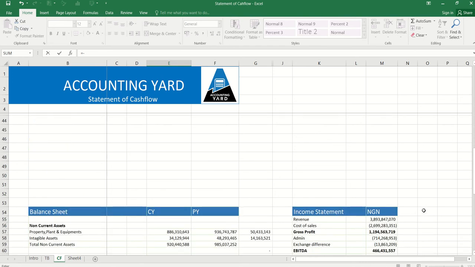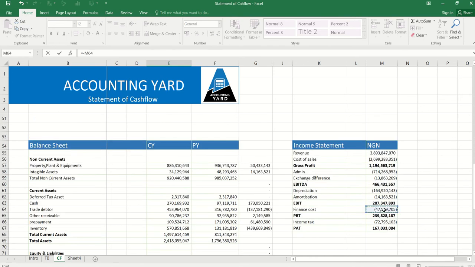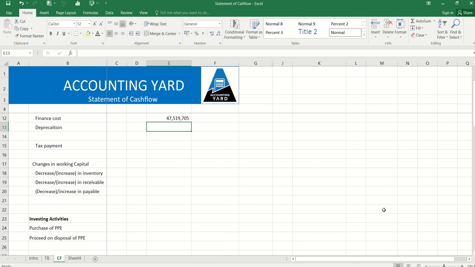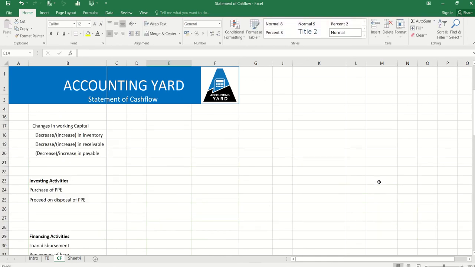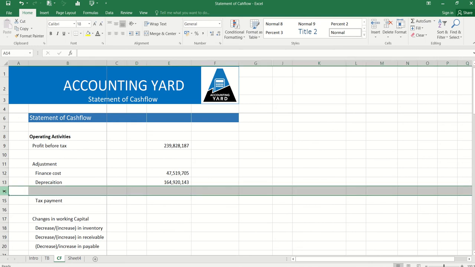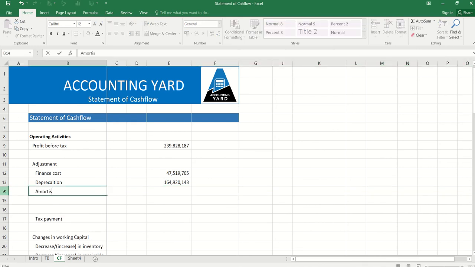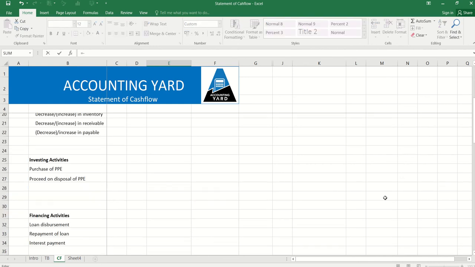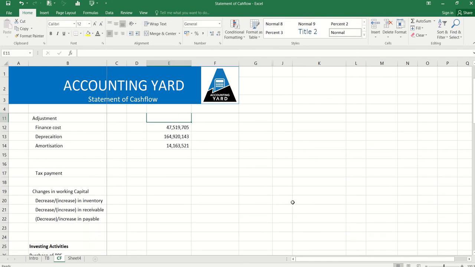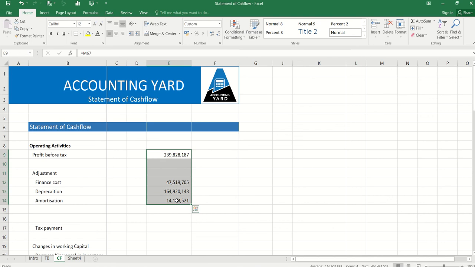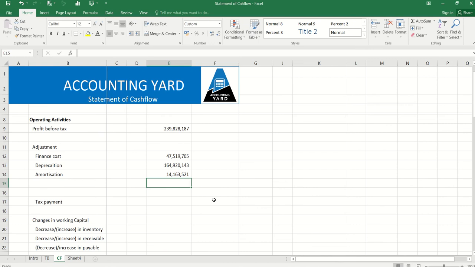Minus, we go to our finance cost here. Depreciation, same, we adjust it. Amortization of intangibles, we'll also adjust it. So indirectly, if you look at it, if you add all these numbers together, we arrive at the number. Or we can leave it that way and just continue.